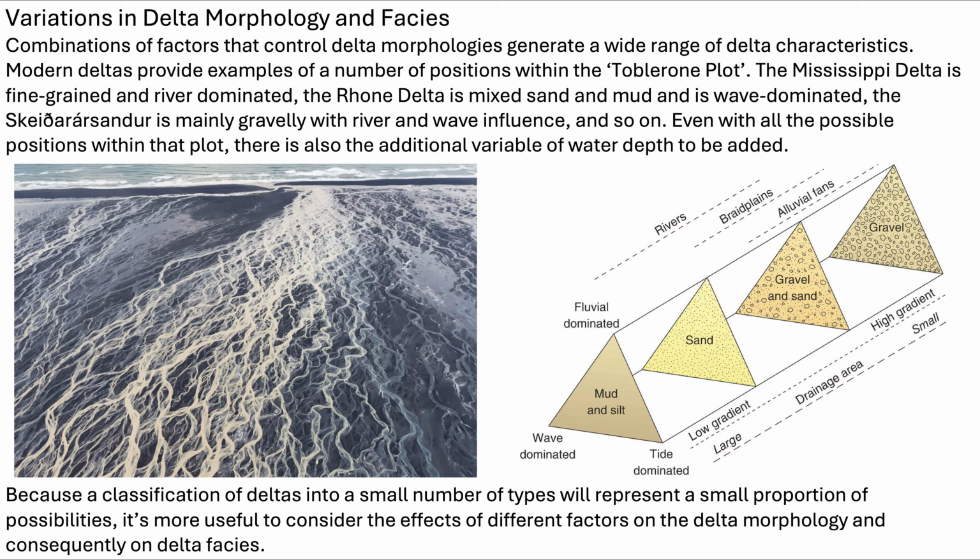Because classification of deltas into a small number of types will represent only a small proportion of possibilities, perhaps it's more useful to consider the effects of different factors on the delta morphology and consequently on delta facies, the form of the sediment that's deposited.